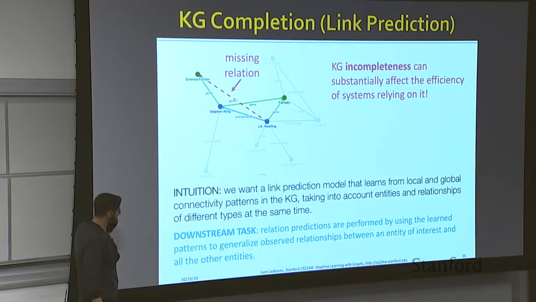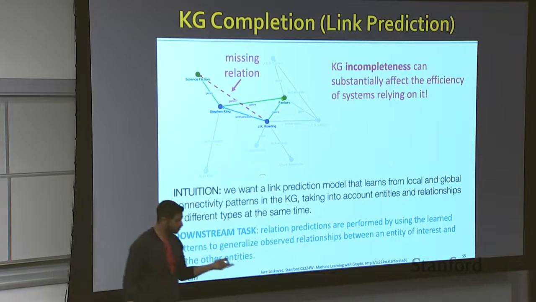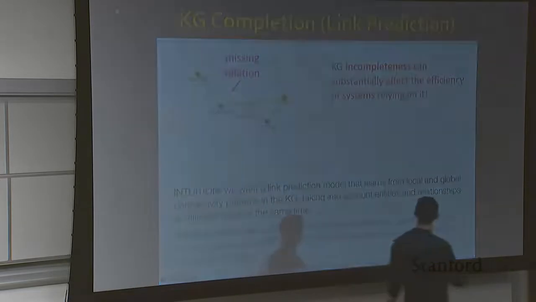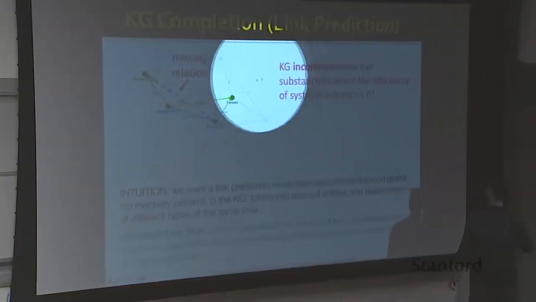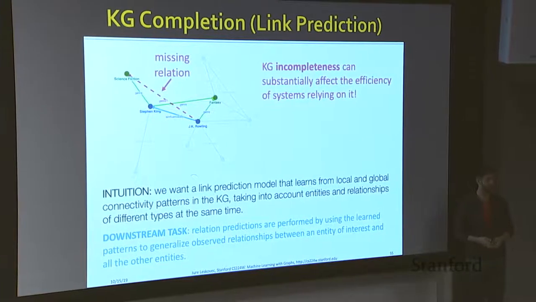Why is this an important task? As I was mentioning, when one of these graphs is incomplete, it can really affect the efficiency of a system relying on it, okay? So if you're using this for a search system, the fact that one of those edges is missing might negatively impact the quality of the search results. That's why you want to try to complete those knowledge graphs. And the way in which we perform this completion is the same task that we talked about a while ago, right? This is link prediction. It's just that in the context of knowledge graphs, we call it completion, okay?